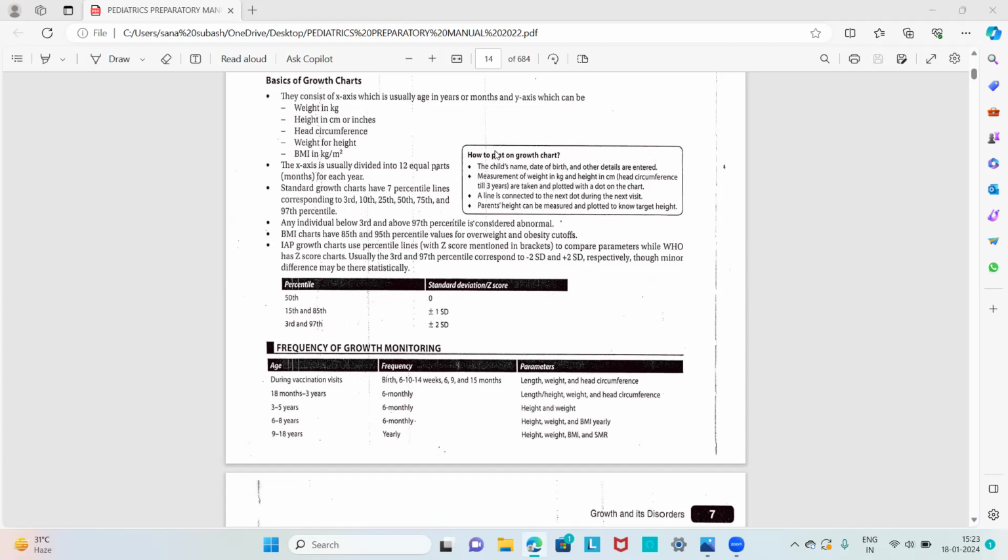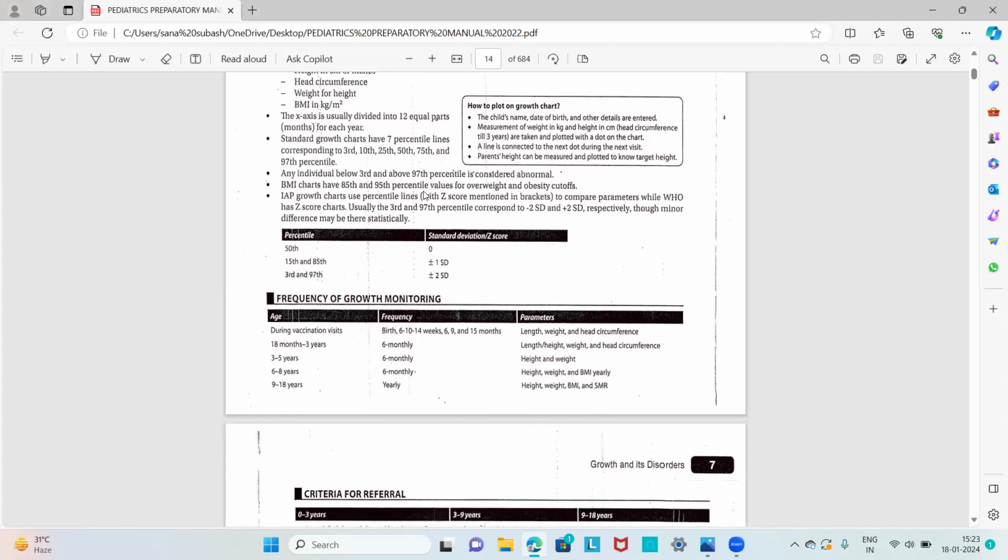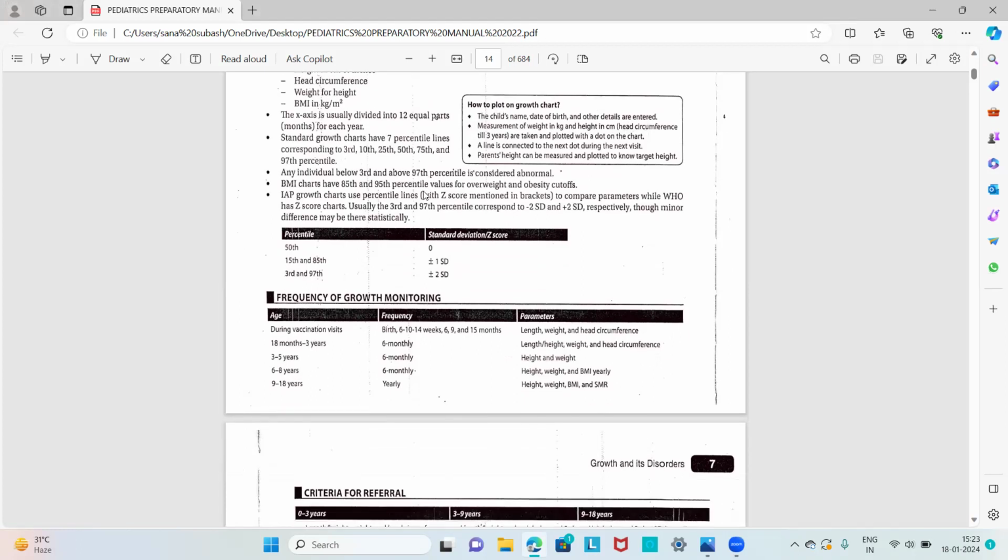If we plot a graph which is between this normal range, it is normal, but if it is above or below that normal range, it is called an abnormal deviation from the normal growth pattern. So it should be kept in mind.